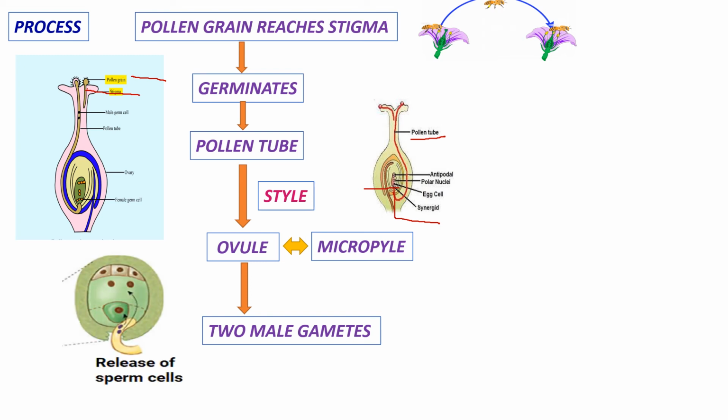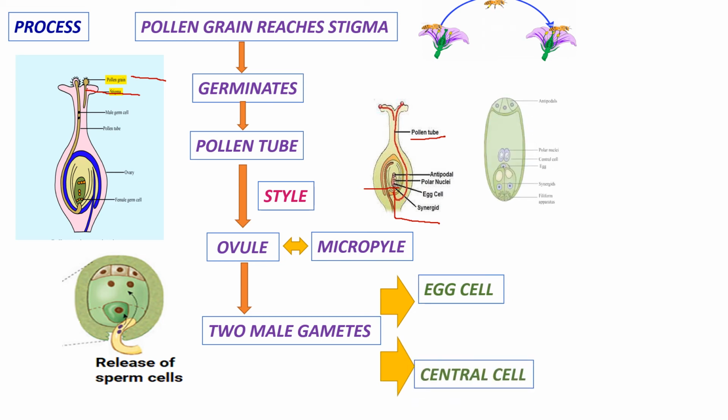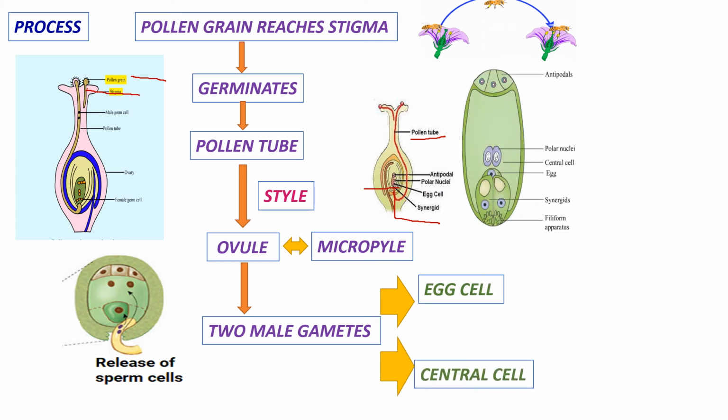This image shows the release of two sperm cells of the pollen tube. The first male gamete fuses with the egg cell and the second male gamete fuses with the central cell. If you see the image, this is the micropyle end. It has synergids and egg cell. The first male gamete fuses with the egg cell and this is the central cell. It has polar nuclei. The second male gamete fuses with this central cell. Its nuclei fuses with the polar nuclei.